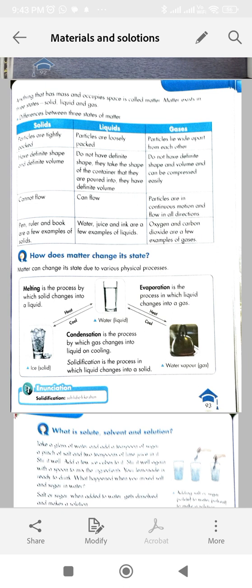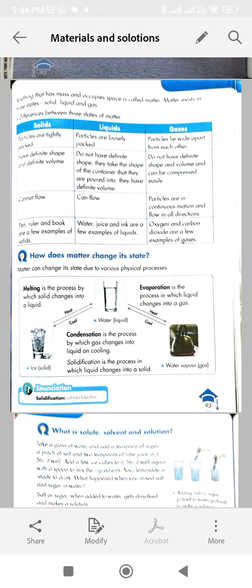So now I'll read. Solids: particles are tightly packed. Liquids: particles are loosely packed. Gases: particles lie wide apart from each other. Solids have definite shape and definite volume. Liquids do not have definite shape. They take the shape of the container that they are poured into, and they have definite volume. Gases do not have definite shape and volume and can be compressed easily.